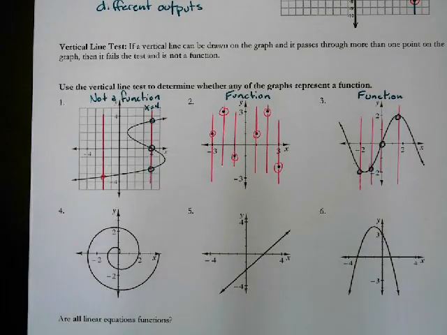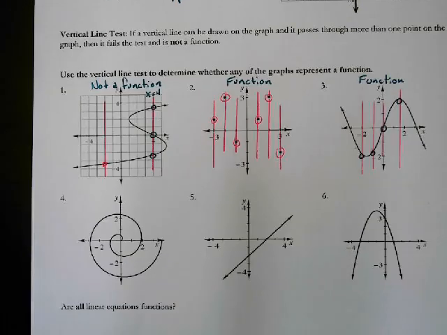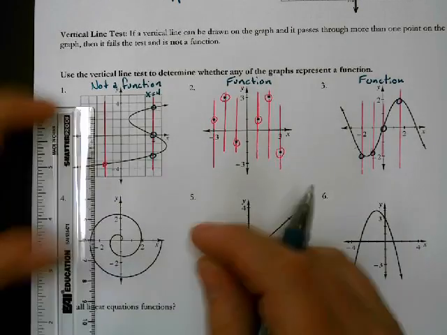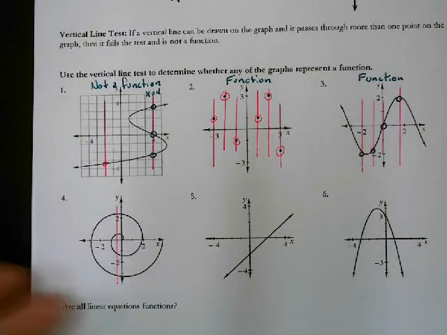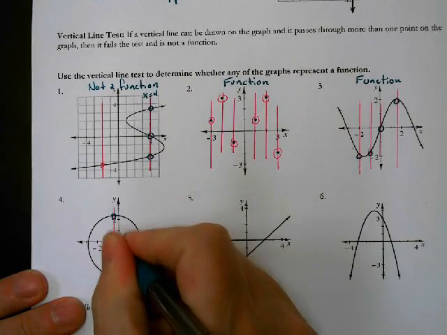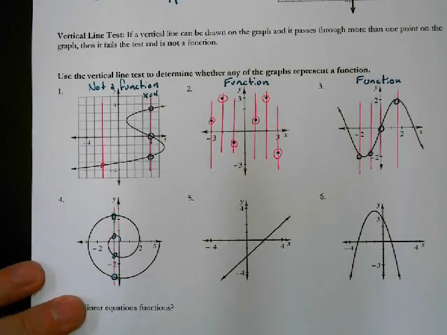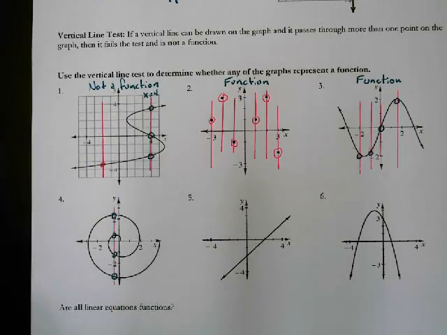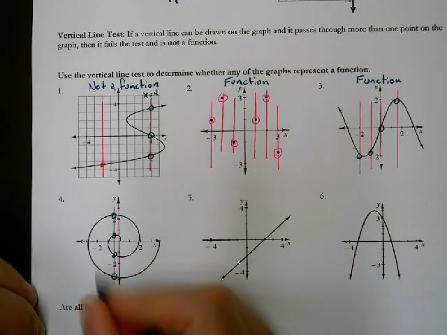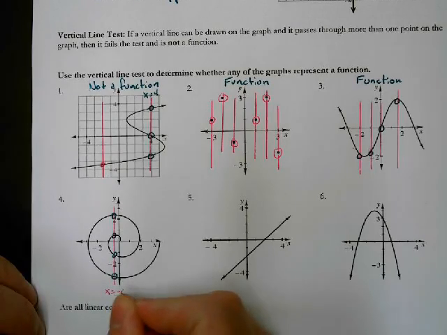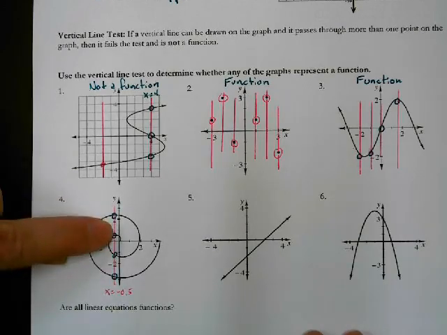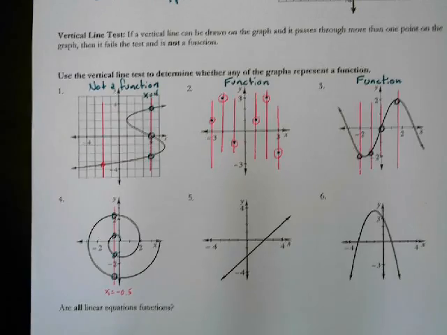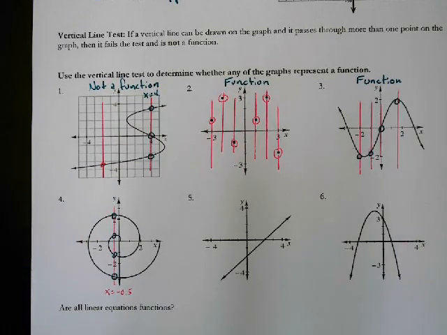This one, hopefully you can see by now, is failing horribly. So I can actually make a line. There we go. Output, output, output, output. I've got 4 outputs for that one input. The input would be like x equals negative 0.5. So for the input of negative 0.5, I've got 4 different outputs. If I put negative 0.5 in for this graph, I get 4 different answers. That's not predictable. We have failed the vertical line test, and this is not a function.